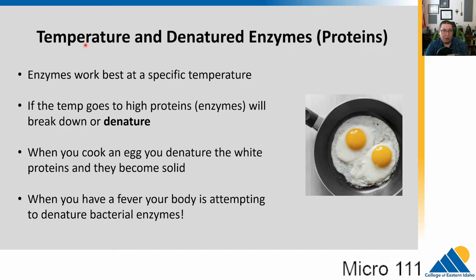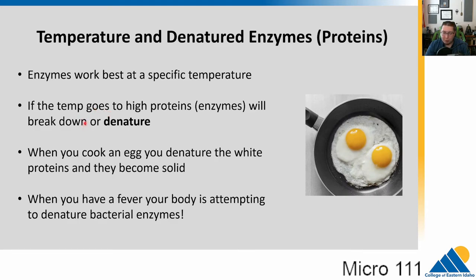You can also affect reactions by temperature, but temperature also affects enzymes. Because enzymes are proteins, enzymes work best at a specific temperature. In most cases, that is, for us, body temperature. If the temperature goes too high, proteins can go through something called denaturation. They can break down. This will happen to the proteins in enzymes as well. So enzymes won't work and will actually get broken if temperature goes too high.